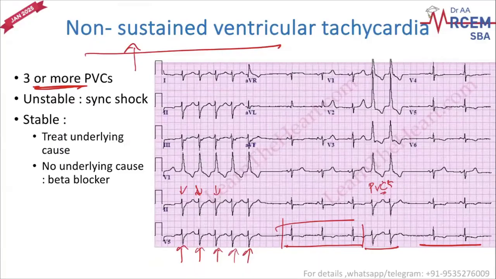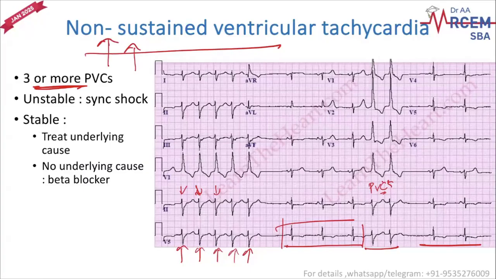Suddenly there is a ventricular tachycardia, where more than 3 PVCs are seen. After that, again, it is a sinus rhythm. After some time, after a few seconds or a fraction of a second, again there is a ventricular tachycardia, and again a sinus rhythm. So sinus rhythm, ventricular tachycardia, sinus rhythm and ventricular tachycardia. It is alternating in between. That's why we call it a non-sustained ventricular tachycardia.